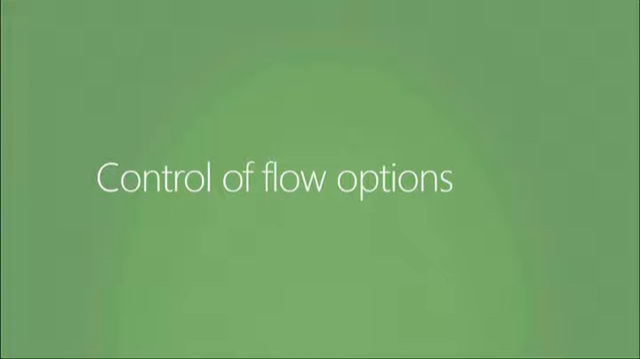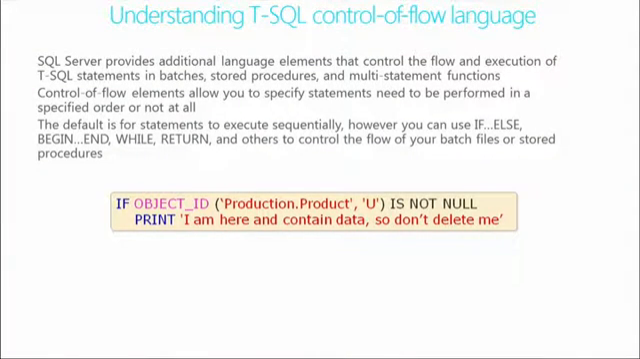And inside of here, I'll get you to full screen so you can see everything that's going on here. And we're going to look at control flow options now. How we can control what's going on in a batch and how we can control the route that it takes, if you will, to be able to execute that batch or the statements within that batch. So SQL provides additional elements that control that flow and the execution of statements within there.